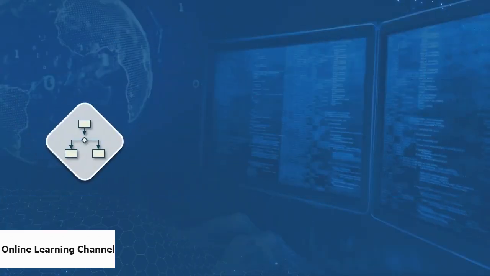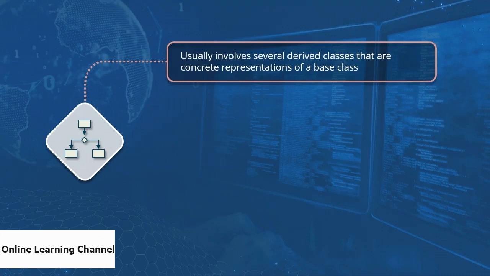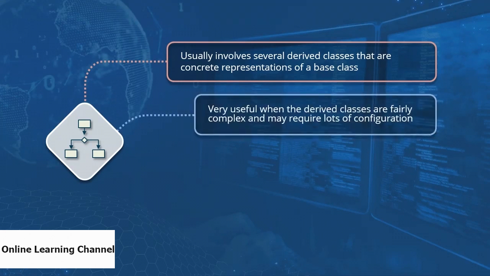The factory method is generally used when there is a class or object inheritance hierarchy involved. This involves several derived classes that are concrete representations of a base class. The base class provides common characteristics. There are derived classes which offer specific characteristics based on the type of derived class. Using the factory method in order to create instances of the derived class types is especially useful when the derived classes are fairly complex and may require lots of configuration. You don't want to expose the configuration of these derived classes to your clients.